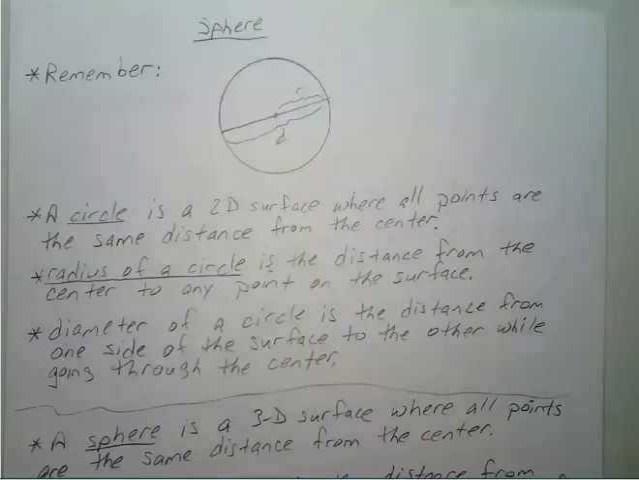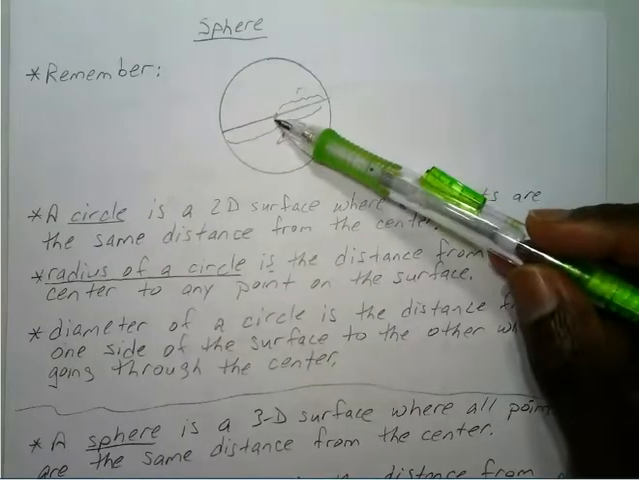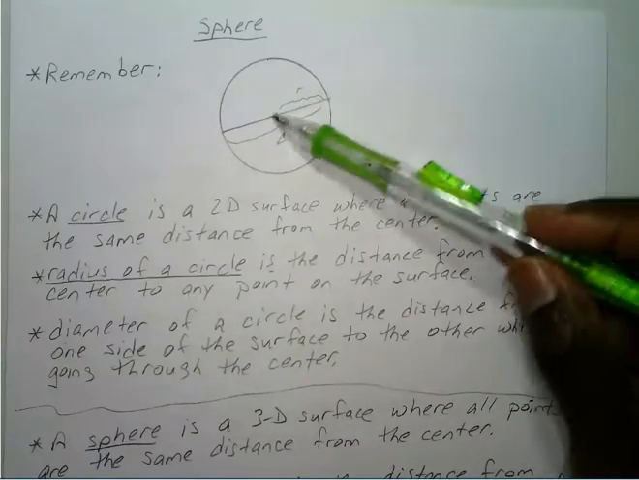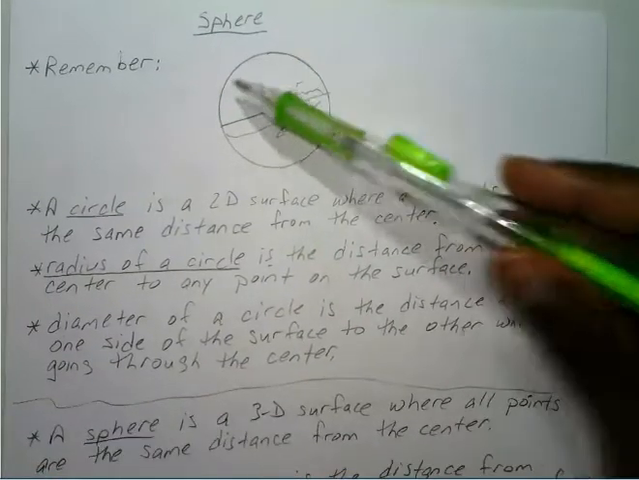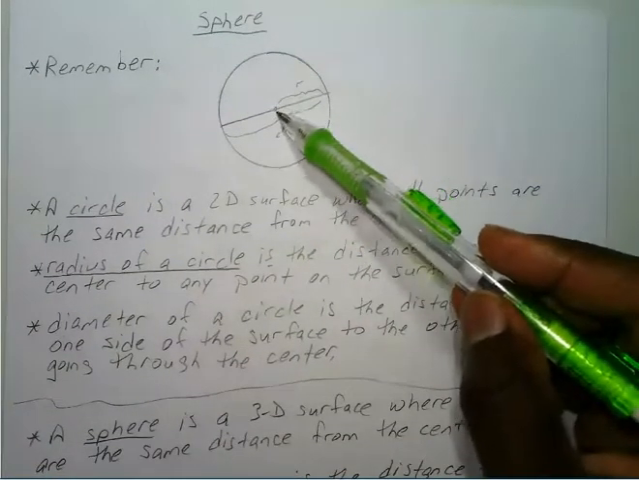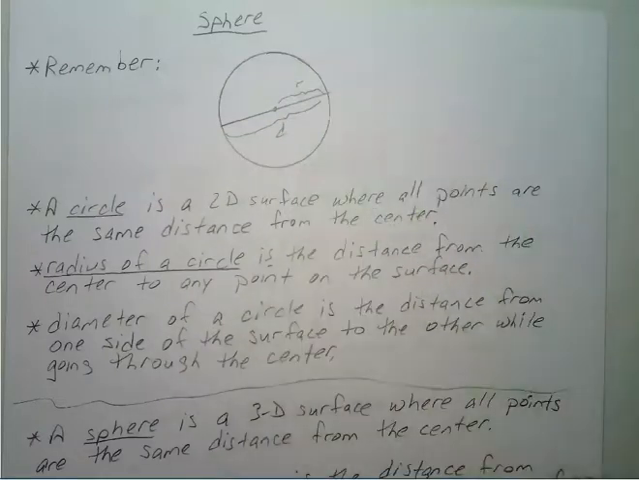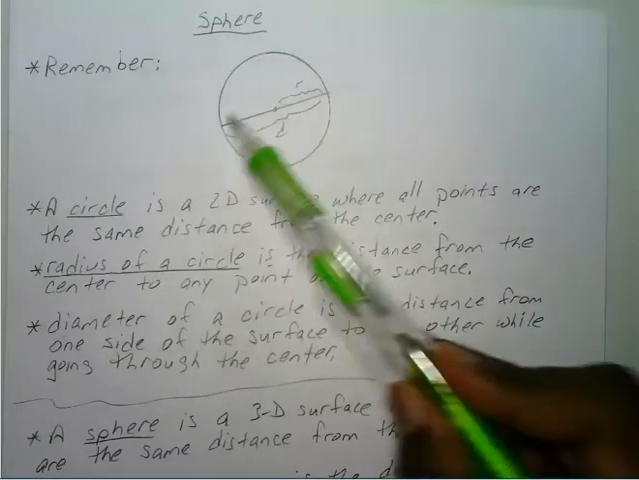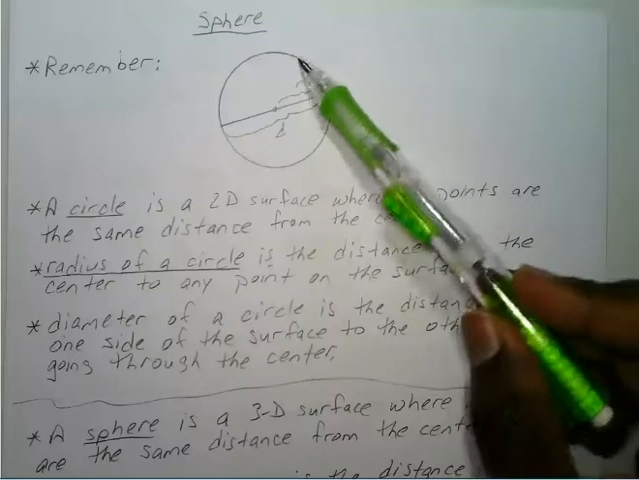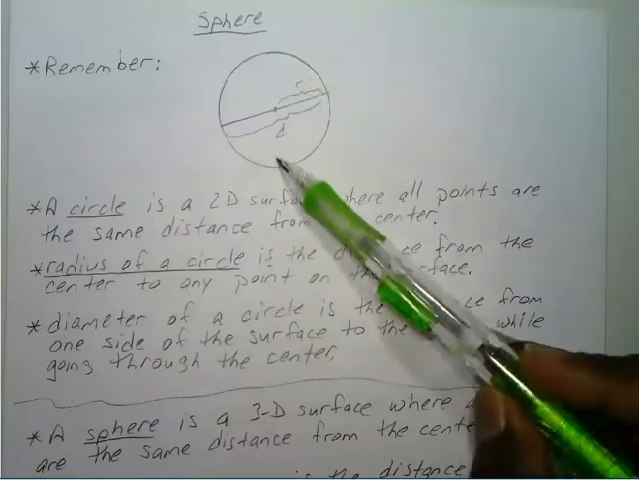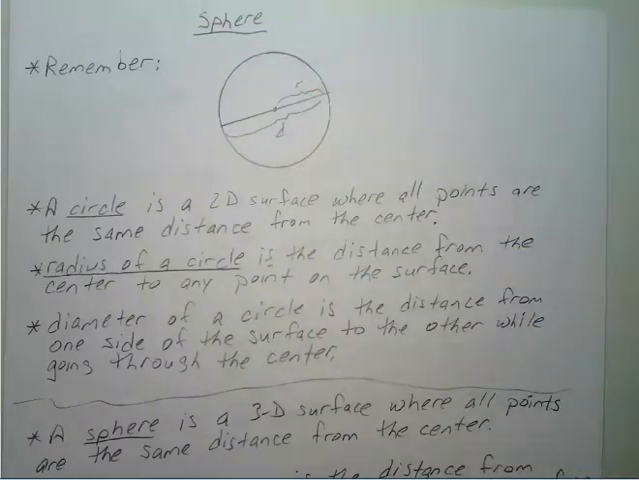Remember, a circle is just a two-dimensional surface where all the points are the same distance from the center. So if you start from the center and go to this point, or this point, or this point, the distance from that center to any point on that circle is all the same. And that's your radius. Now, once again, if you go through the center and go from one side of the circle to the other, at any 2 points going through the center, that will be your diameter.